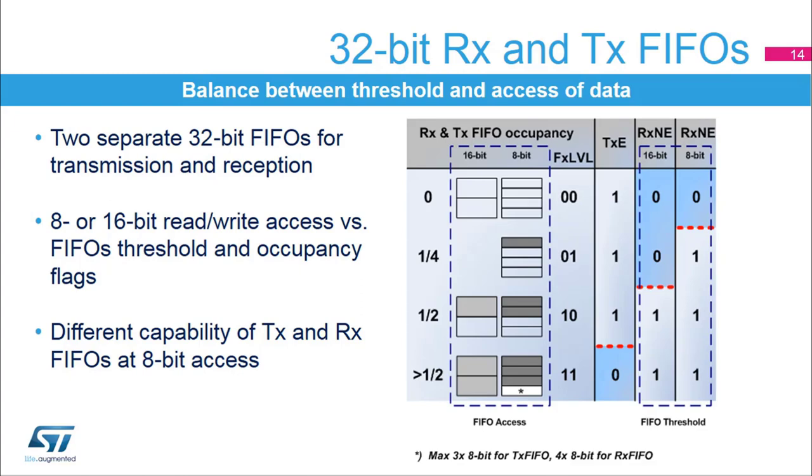During transmission, the FIFO occupancy depends on the data access. The system can never predict the next access to the transmission FIFO, so the FIFO capability is not used when an 8-bit write access is applied to fill the second half of the FIFO. In this case, the TXE flag is cleared as a consequence, even though the TX FIFO is not fully occupied.